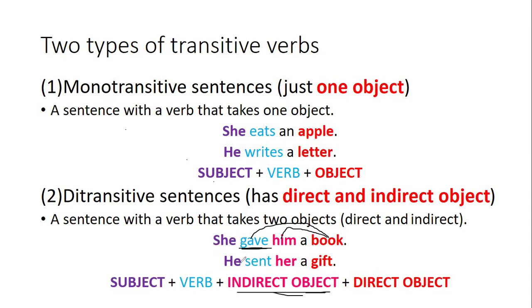He sent her a gift. He sent. Sent what? A gift. Gift to whom? To her. So sent is a verb. The gift is a direct object and her is our indirect object. We are going to practice this more ahead.